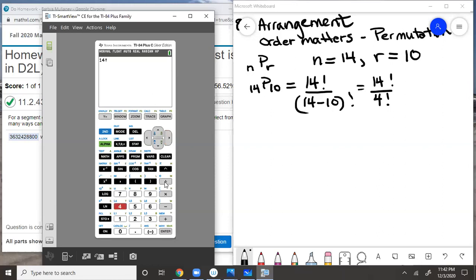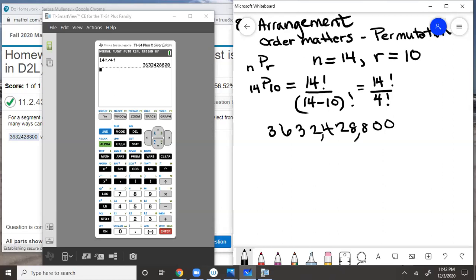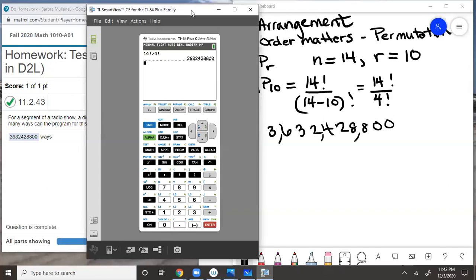Okay, and then we're going to divide by 4. We're going to do this again. Press math, prob, 4. Hit enter, and the answer is, again, this pretty large number, 363,242,8800. So there's a lot of different arrangements that this disc jockey can put these records in a particular order.